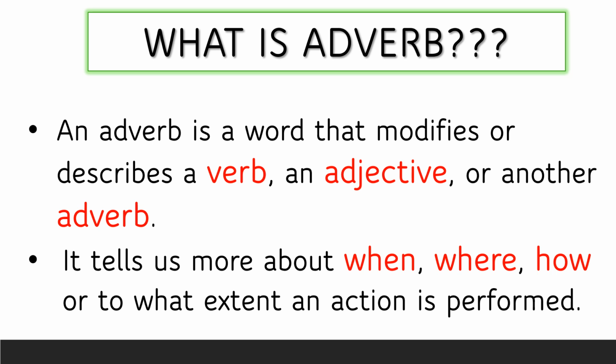It tells us more about when, where, how, or to what extent an action is performed. This is the simple definition of an adverb. So it modifies or describes a verb, an adjective, or another adverb, and it tells us more about when, where, how, or to what extent an action is performed.